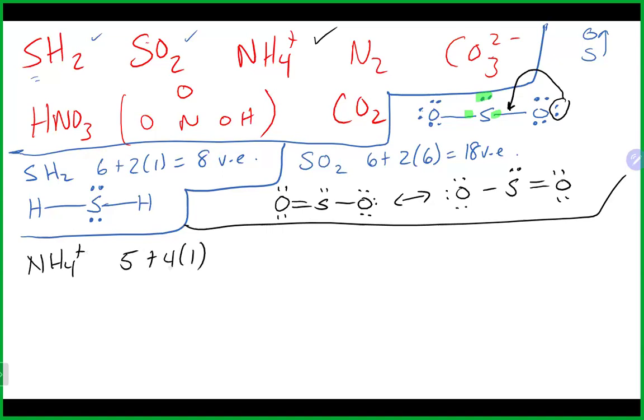4 times 1 for the hydrogen, and a +1 means that I have lost an electron, which means I actually need to subtract an electron from that for the plus charge. That's going to give me 9 minus 1, which is 8 valence electrons.